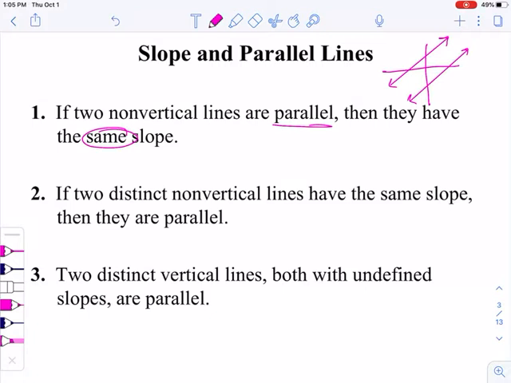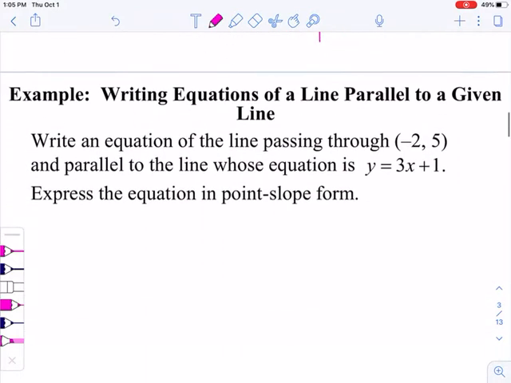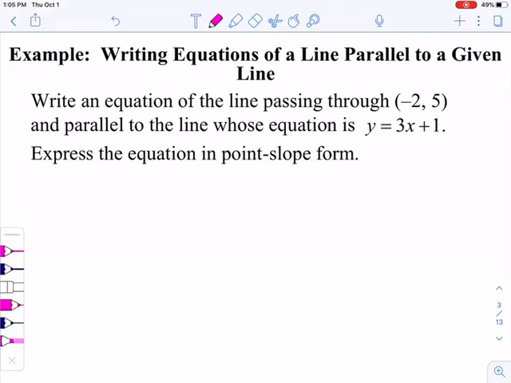It says if two distinct non-vertical lines have the same slope, then they are parallel. Remember those non-vertical lines? They're going to have the same slope. They're still going to be parallel. It says two distinct vertical lines, both with undefined slopes, are parallel. Since we cannot say undefined slopes are equal to each other, they just state that if you have two vertical lines with undefined slopes, they're still going to end up being parallel, even though their slopes are not technically the same.